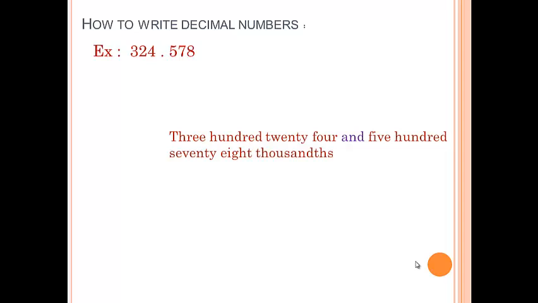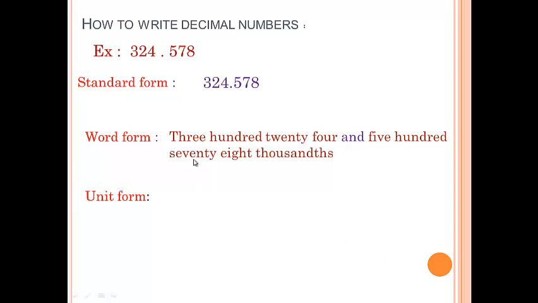How to write decimal numbers? Okay, 324.578. We have a standard form. Standard form, just write the number as a number. So we write it again as numbers, 324.578. Or another form to write the decimal is called word form. This is long, but okay, you can write with it.